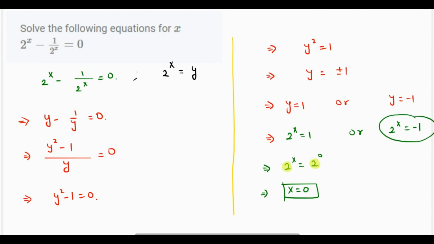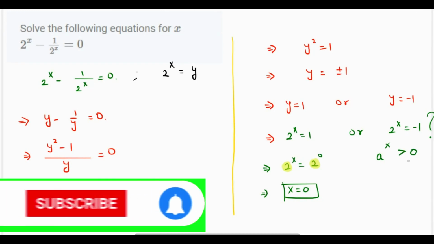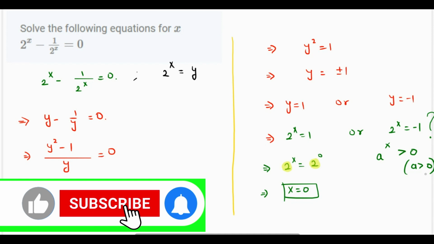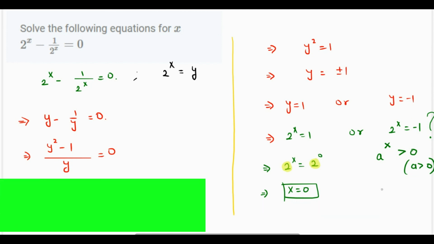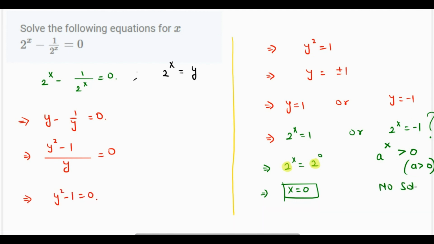And 2 raised to x is equal to minus 1, is that even possible? Not really, because we know that a raised to x is always positive, provided a is positive. So a raised to x is always positive. This means that 2 raised to x can never be equal to minus 1. So we're going to say that we have no solution from this particular equation.